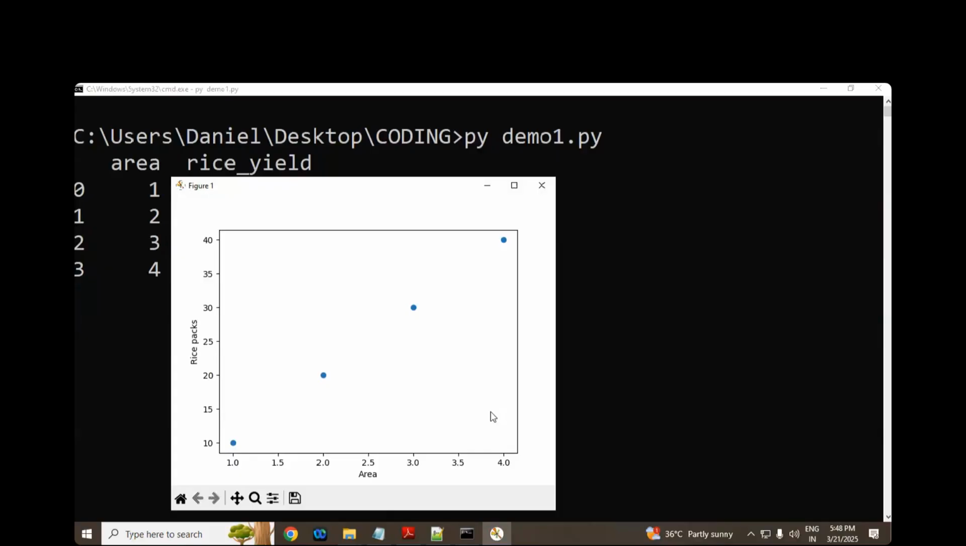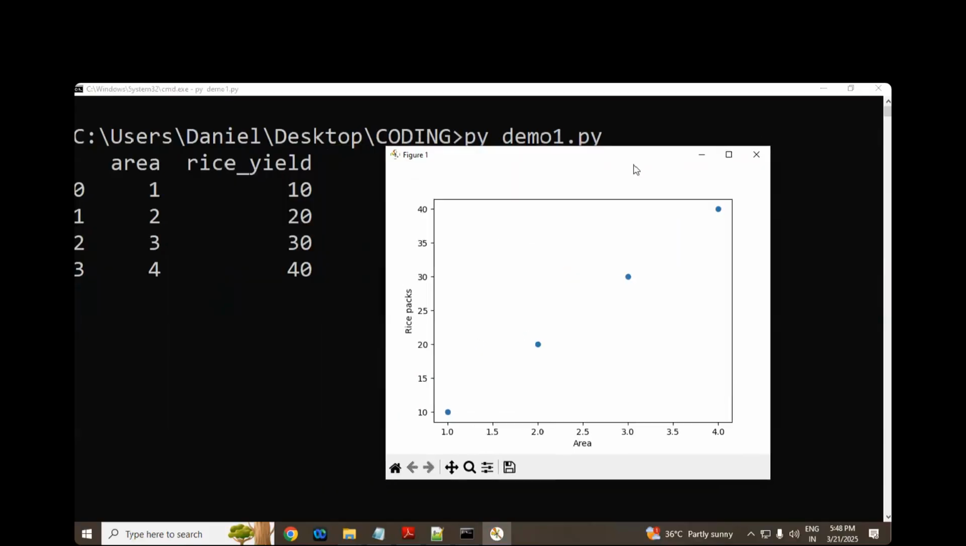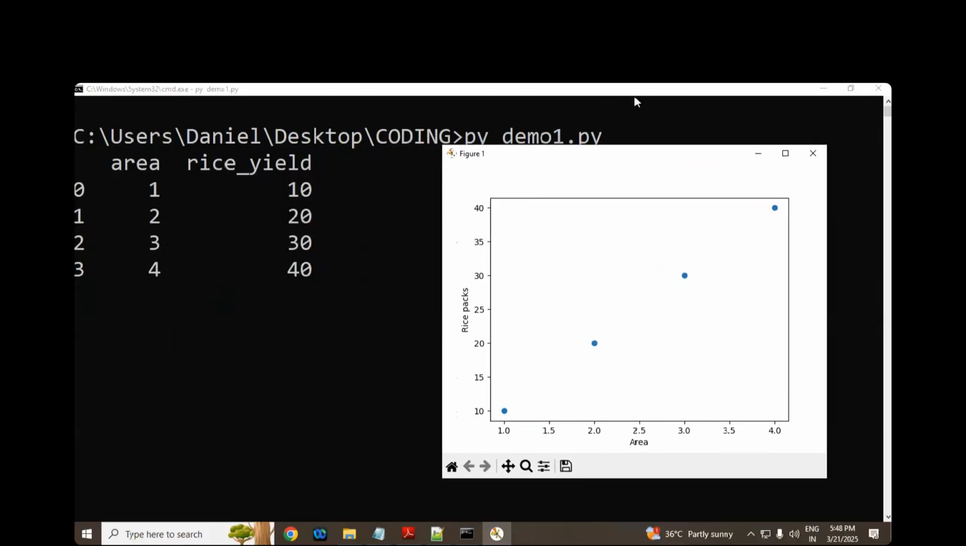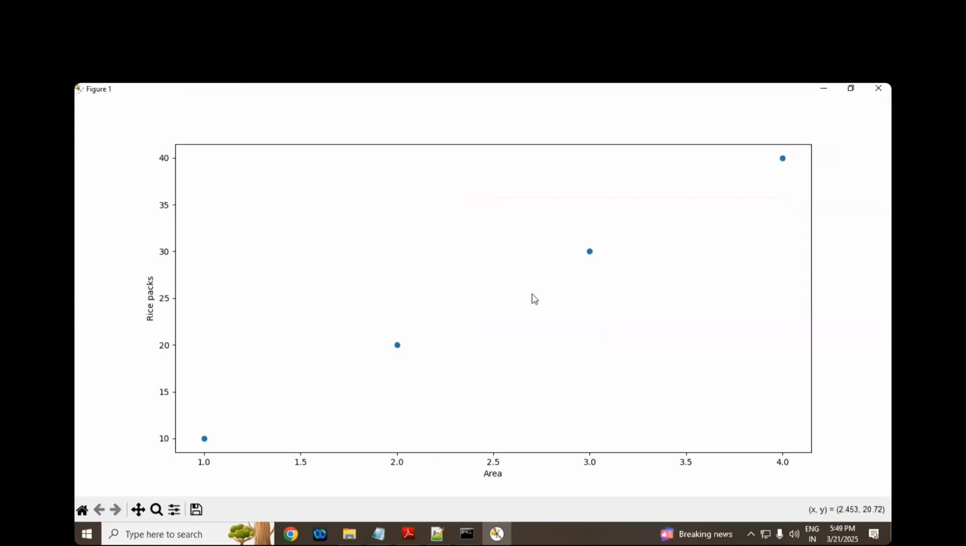Good. Let me tell you, this one is raw data. From this raw data, we have successfully created a diagram. We have taken this data and created a diagram. Now it is easy to understand. You can see the data is traveling in an upward direction, which confirms there is a relation.